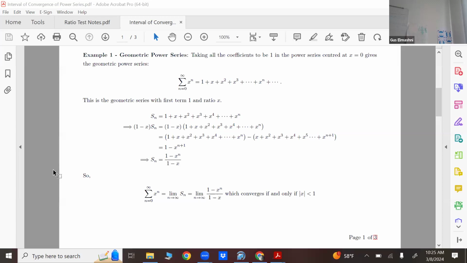So this would converge when this happens, and we call this the interval of convergence, because this interval allows us to have the sum converge. We also say that the radius of convergence is 1, because it's the same thing as saying from -1 to 1. So if you think of a number line, right?